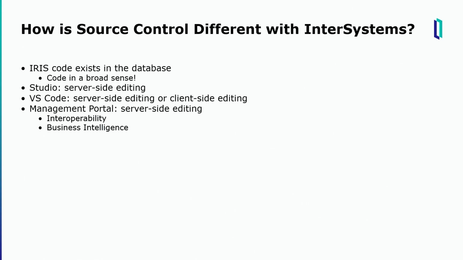And then there's also all this stuff in the management portal. Those like low-code, no-code UIs I was talking about where you can drag and drop to build mapping, stuff like that. That, of course, is server-side editing because you're using a UI that's powered by the server. Examples of that are interoperability portals, business intelligence, etc.